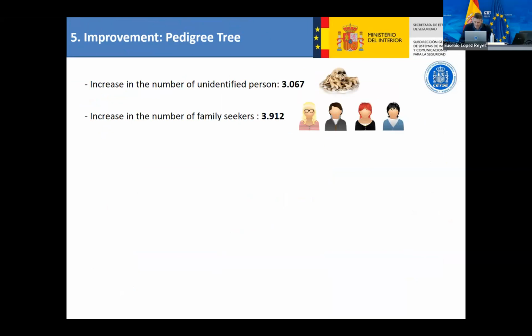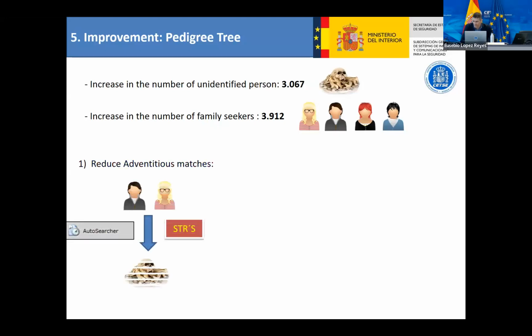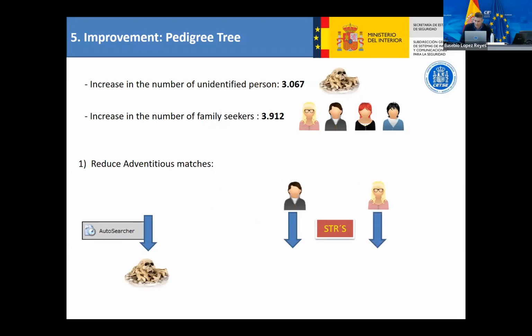Why? Well, we see that the number of unidentified persons has increased, and the same is happening with family circles. What happened with that? This generated a lot of adventitious matches. As you know, CODIS develops the auto search in a specific way. Usually CODIS doesn't discriminate the presence of two family circles, and the possible candidates are offered independently, as if they had no relationship with the family members seeking the same case.